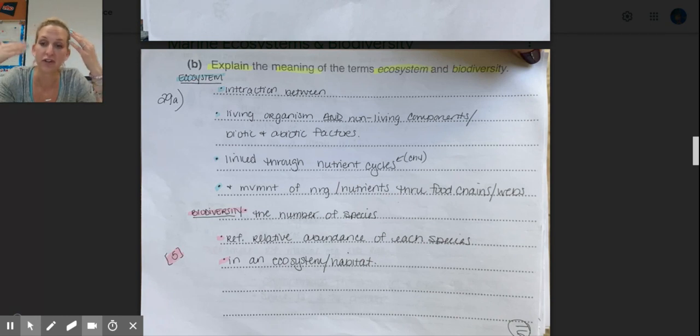So the ecosystem definition is really the interaction between the living and non-living. So the interaction between the living organisms and their non-living environment. Or you could also say the interaction between abiotic and biotic factors.